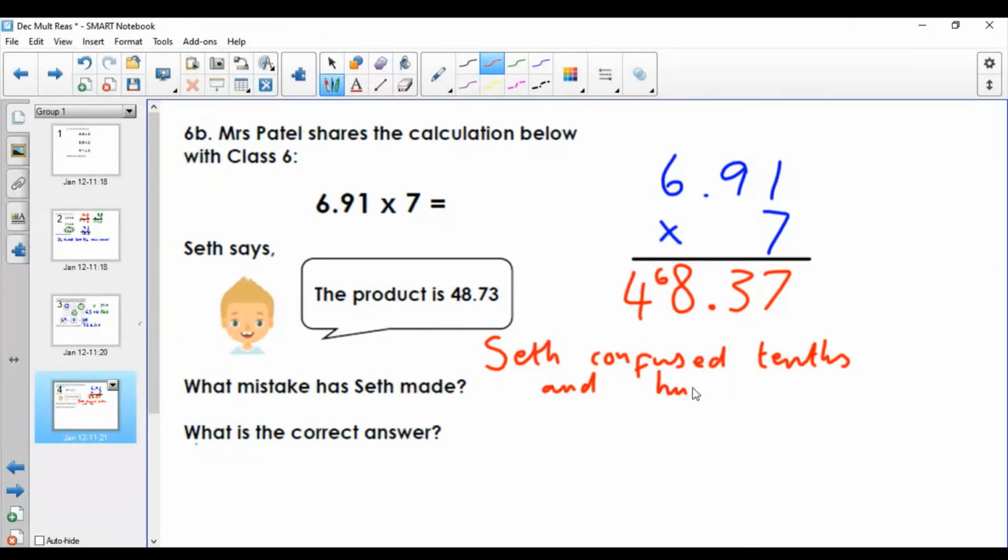I think Seth needs to spend a little bit more time in our class doing place value work. Silly Seth. And what is the correct answer? Well, I've already done that actually, haven't I? 48.37. So hopefully that helps you to solve more tricky reasoning problems. But it all comes back to using those skills we've been practicing recently on decimal multiplication. I hope this helps. Good luck with your work, my friends.